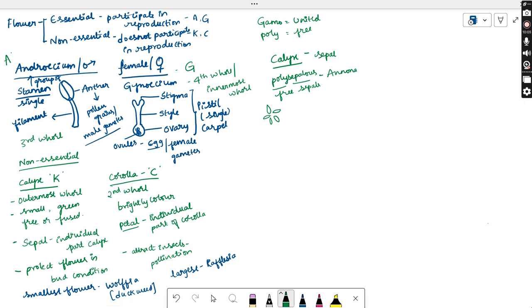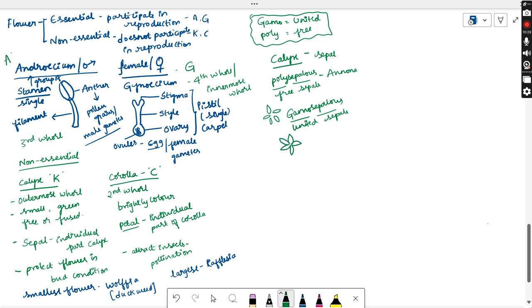And there is another condition where you can find united sepals. For united, we use the word gamo. Gamosepalous means, gamo means fused or united, sepalous relates to the sepals. In the plant with fused or united sepals, the sepals will be united like this. This condition can be seen in the Datura plant. In the Datura flower, you can find it.